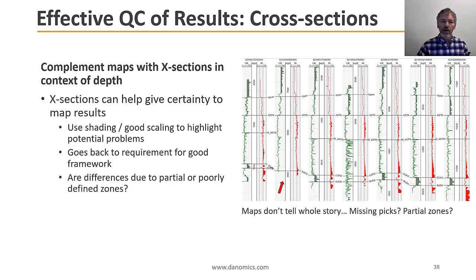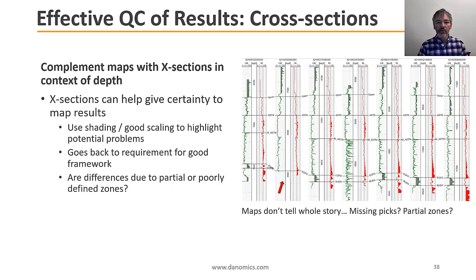And cross sections will also highlight any problems that are related to your framework, or to not doing some of that definition work up front with respect to poorly defined or partial zones. So what do I mean by this? Well, if we look at this example well that's called out, we have a missing top here. So if you're comparing these three wells here, and the middle well is coming up somewhat different, how much of that is driven by having inconsistent stratigraphic definitions?